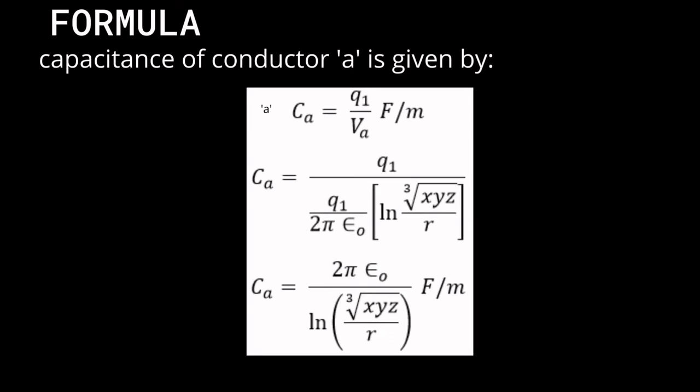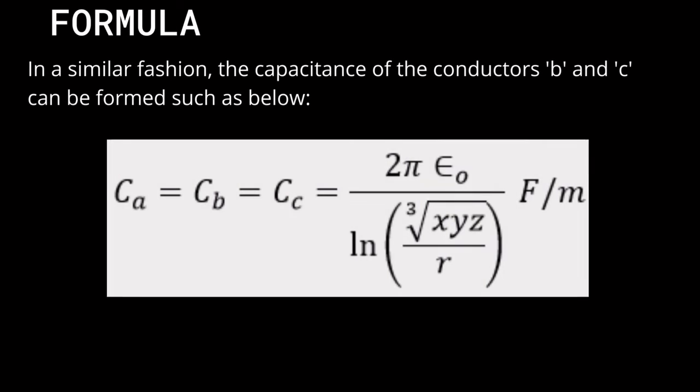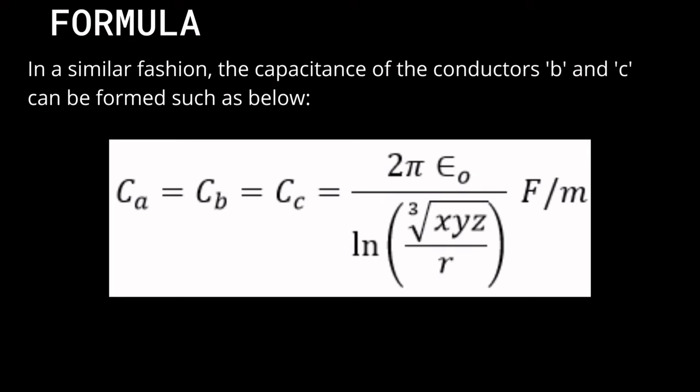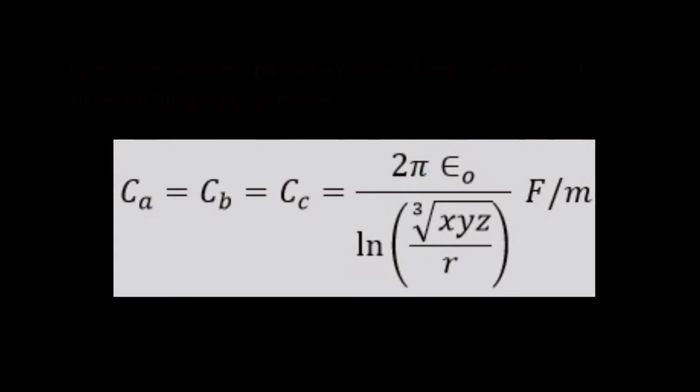The capacitance of conductor A is given by CA equals 2 pi epsilon naught divided by ln cube root of xyz over r, and the value of CA equals CB equals CC, which is 2 pi epsilon naught divided by ln cube root of xyz divided by r.